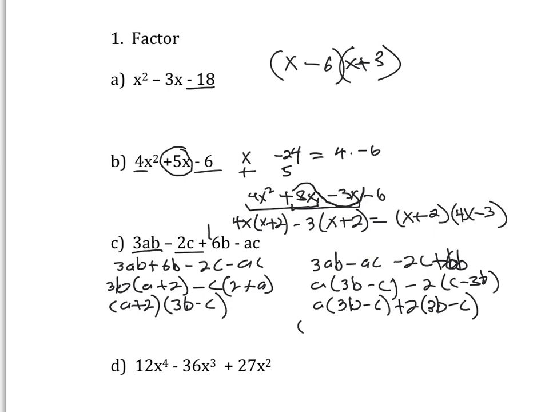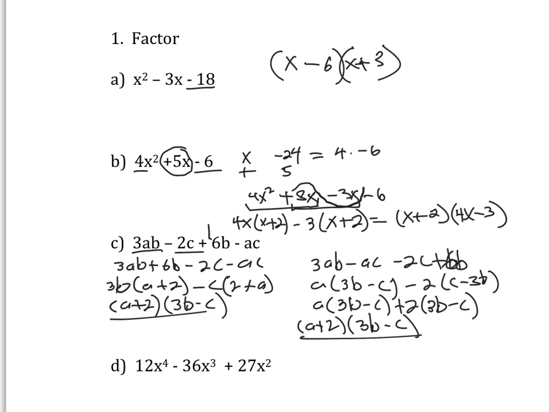So now we end up with a plus 2 times 3b minus c, the exact same result we got with the other order. So it shouldn't matter what the order is, as long as you can find commonalities between the first two terms and the second two terms.